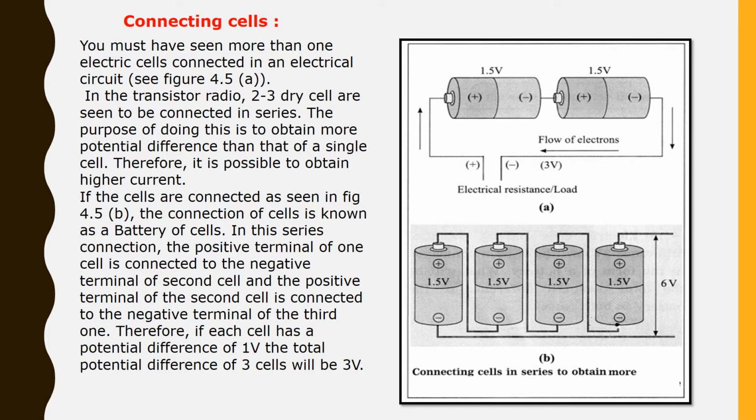So therefore, if each cell has a potential difference of 1 volt, the total potential difference of 3 cells will be 3 volt. And if one cell has a potential difference of 1.5 volt, then these 3 cells have a potential difference of 4.5 volt.